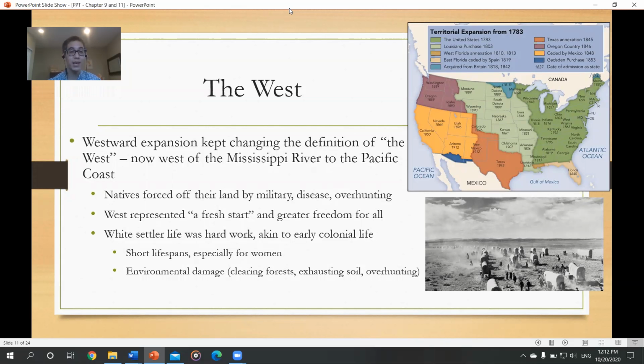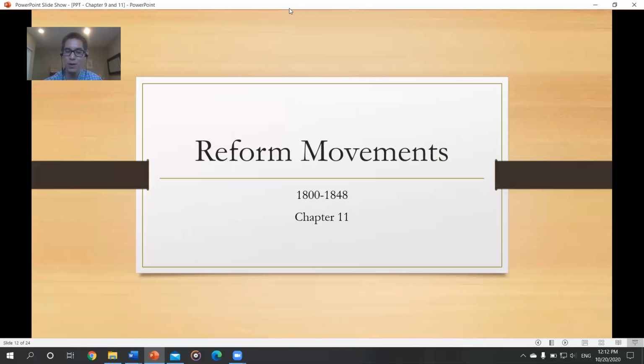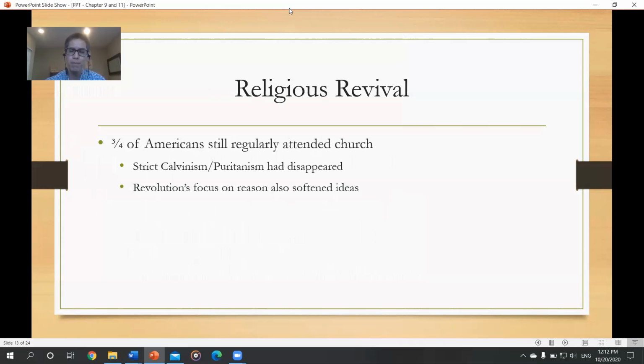Okay. Shifting gears quite a bit now to some of the reform movements of the first half of the 1800s. This is from chapter 11. And one of the first things that we see is a religious revival, sometimes, or not sometimes, called the Second Great Awakening. In the early 1800s, 75% or so of Americans still regularly attended church. That number is way lower today. And the super strict Calvinist or Puritan beliefs had kind of faded away.